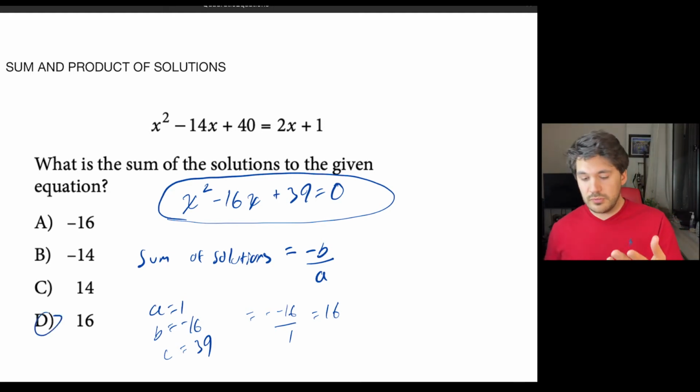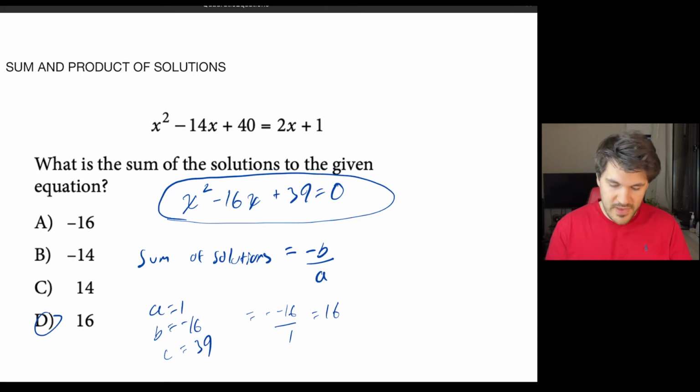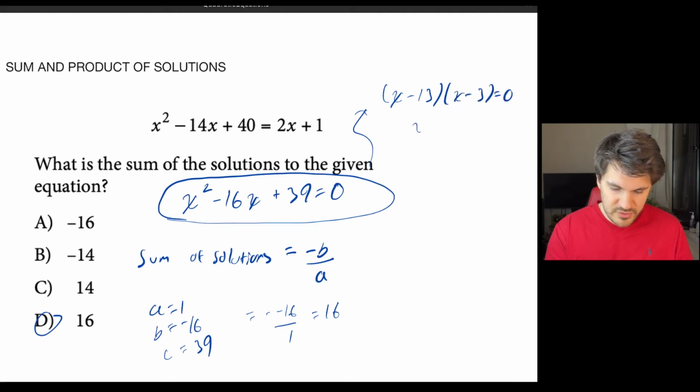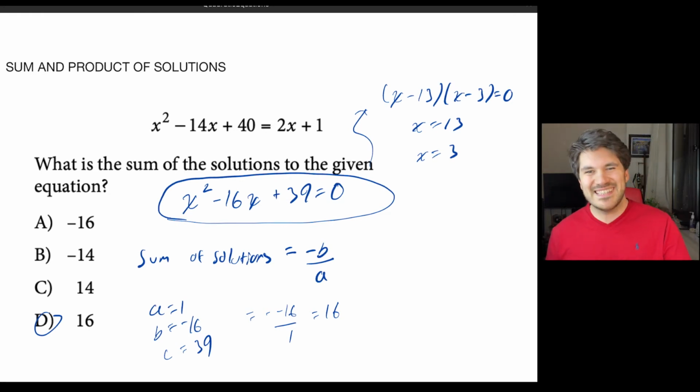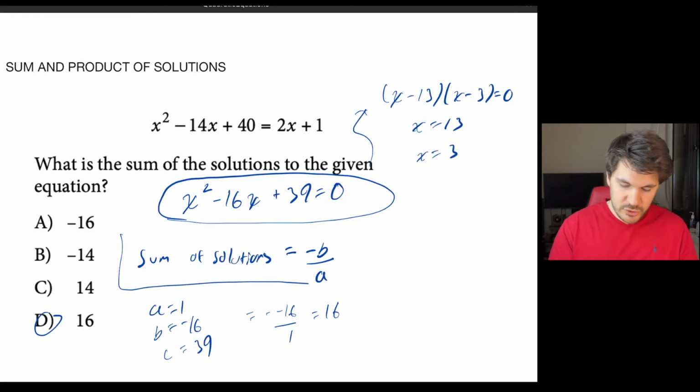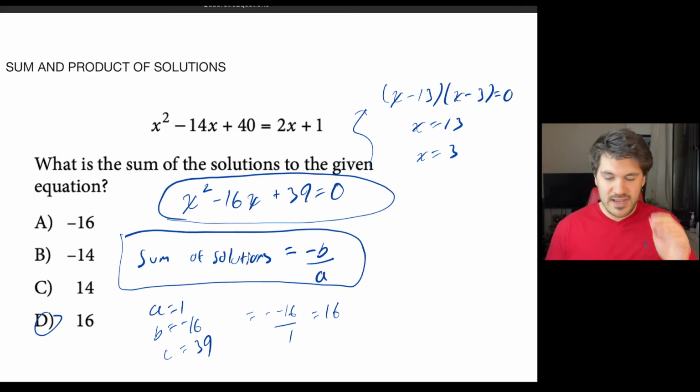To show you that this is the case, what would have happened if we had factored it out? Let me factor it out right over here. We would have gotten x minus 13 and x minus 3, right? So our solutions would have been 13 and 3. And look what they add up to: 16. Learn this shortcut. Sum of the solutions is equal to negative b over a.